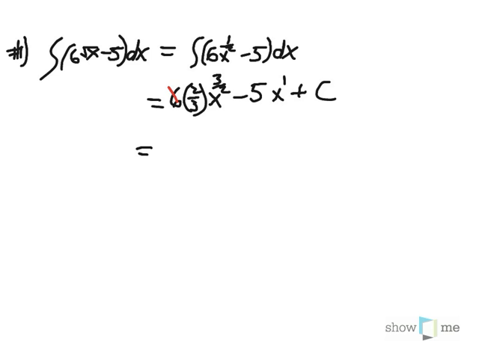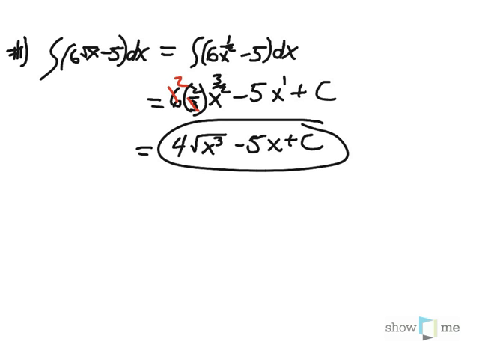So cross-canceling, you can divide 6 by 3 and get 2. 2 times 2 is 4. That gives us 4x to the 3/2. We want to put it in the original form, which was a radical, so it would be the square root of x cubed. And then minus 5x plus c. There's number 1.